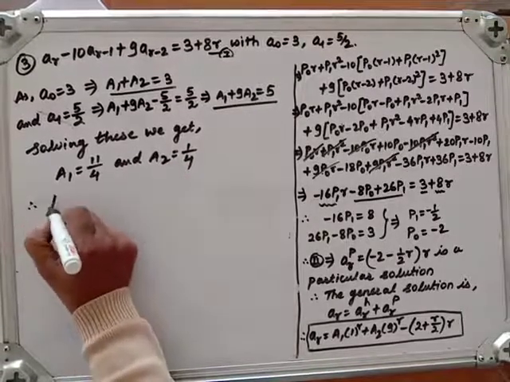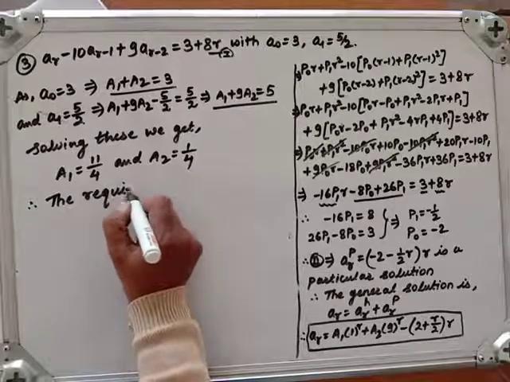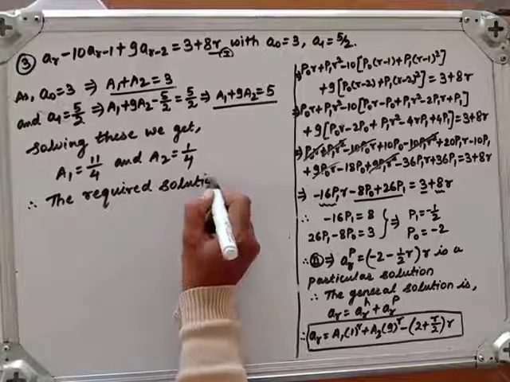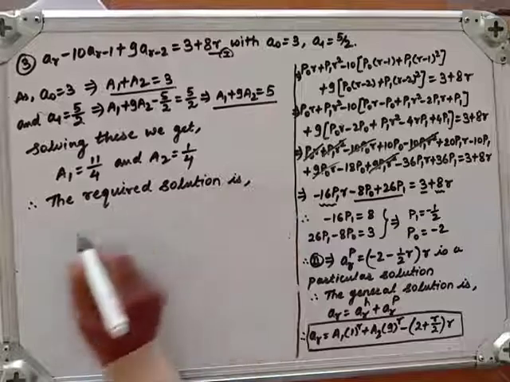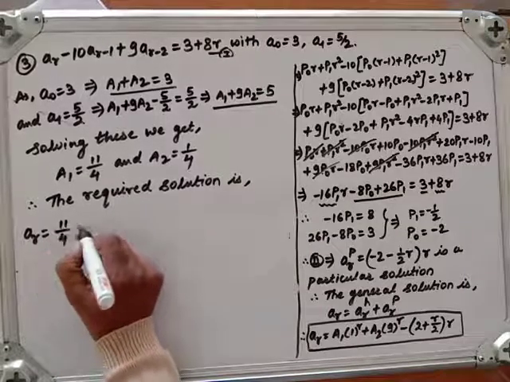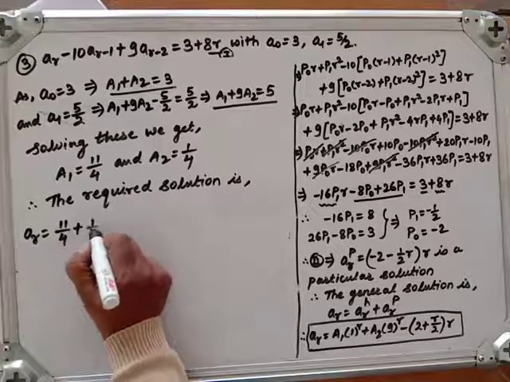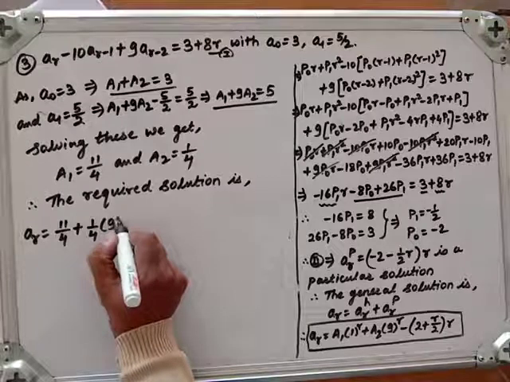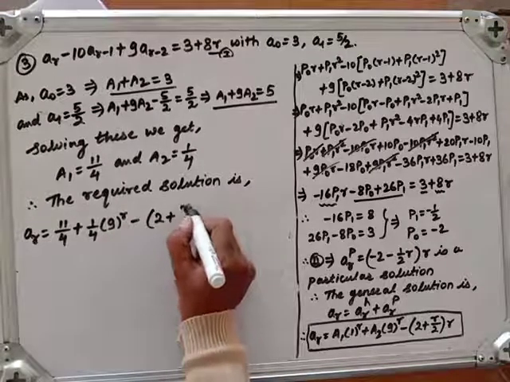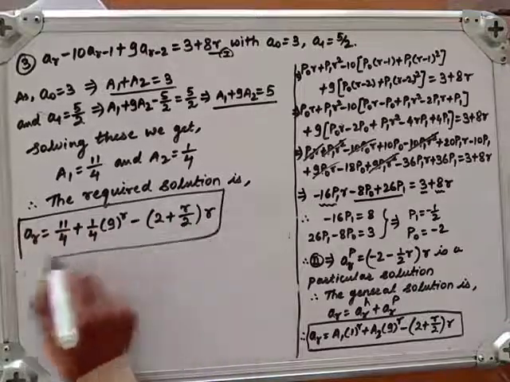Therefore the required solution is a_r is equal to 11 by 4 into 1 raised to r, so it will be 1, plus 1 by 4 into 9 raised to r, minus (2 plus r by 2) into r. This is our final solution.